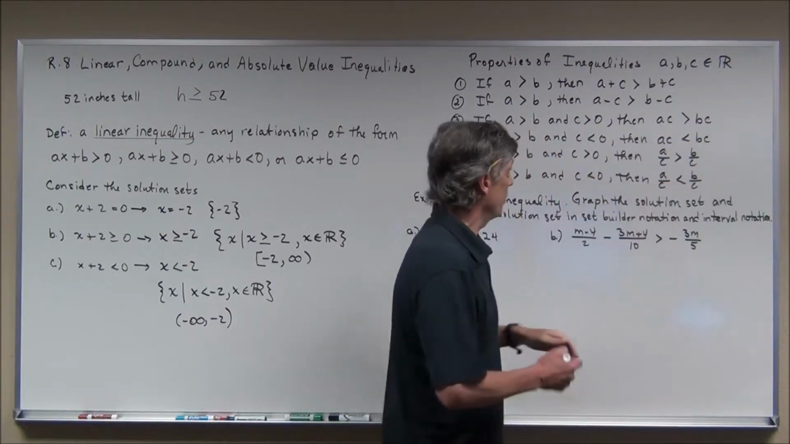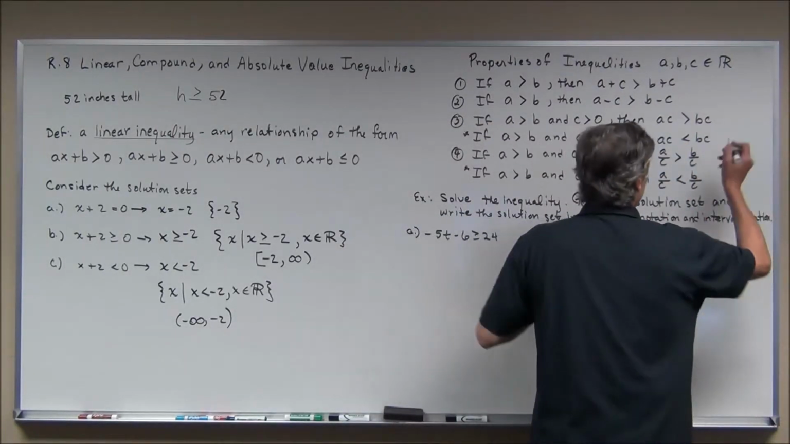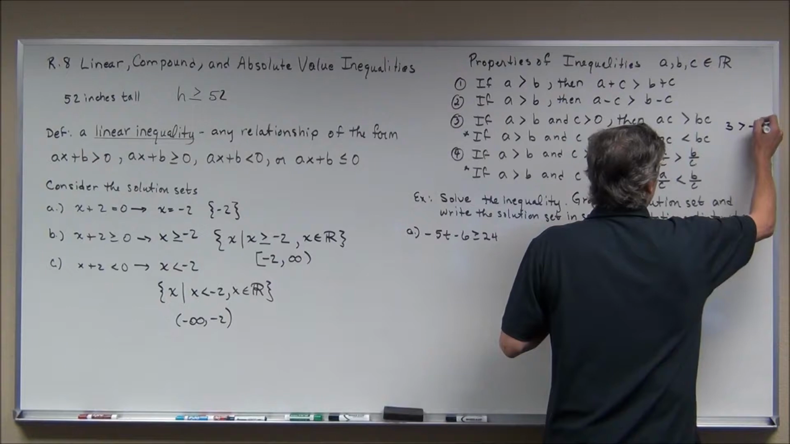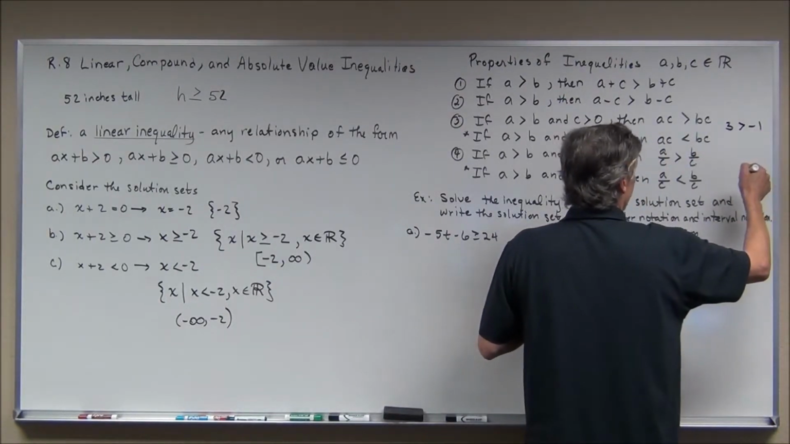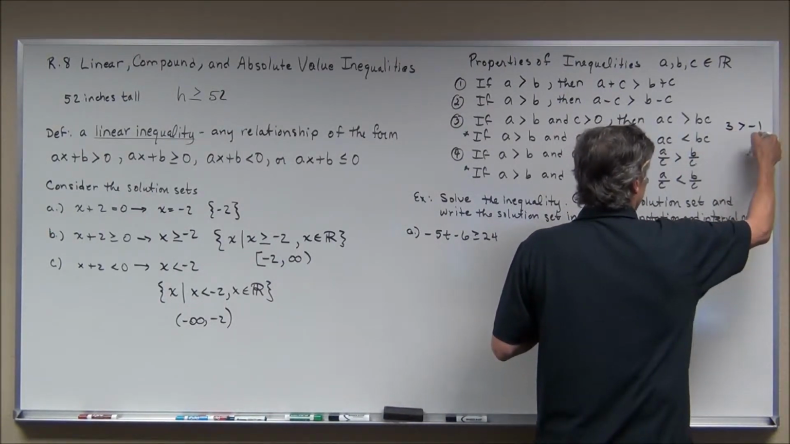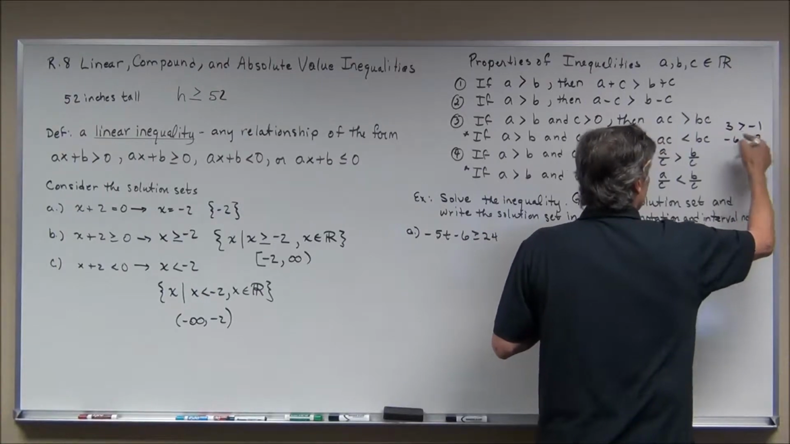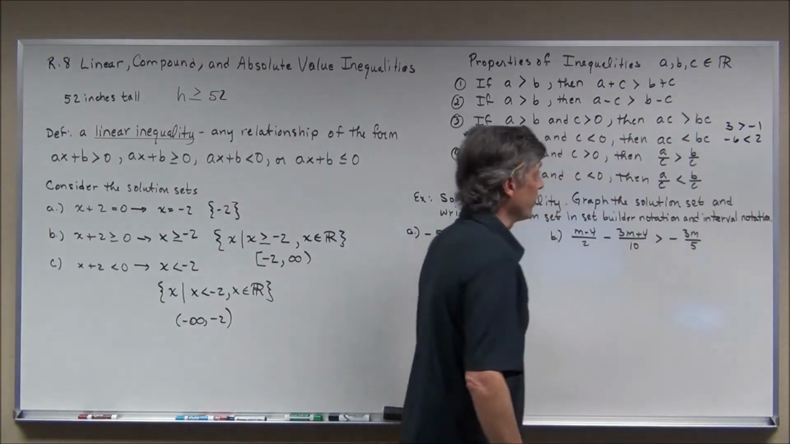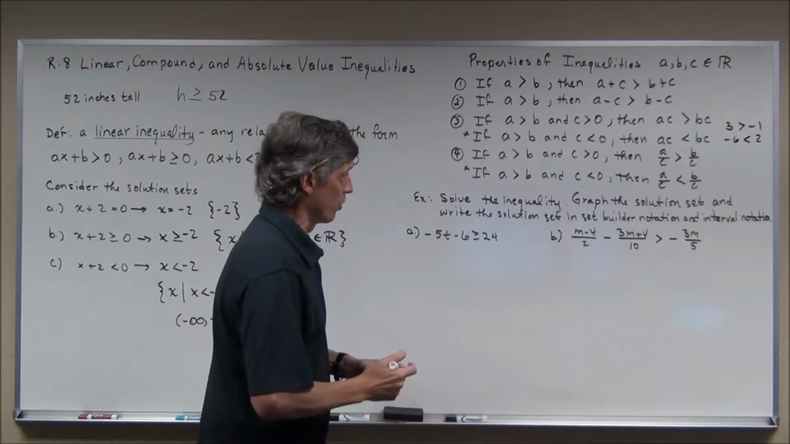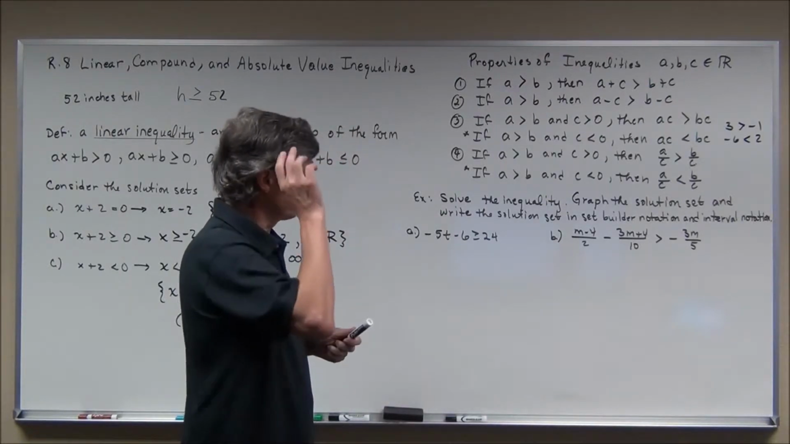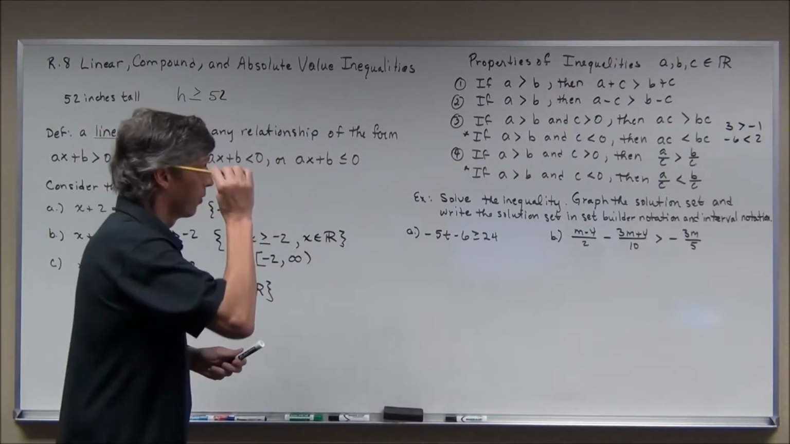Real quick, if I have 3 is greater than negative 1, and I multiply both sides by negative 2, negative 2 times that, negative 2 times that. See how the inequality sign reverses? It reverses its order. Or you just kind of flip the sign around, but we call that reversing the order.